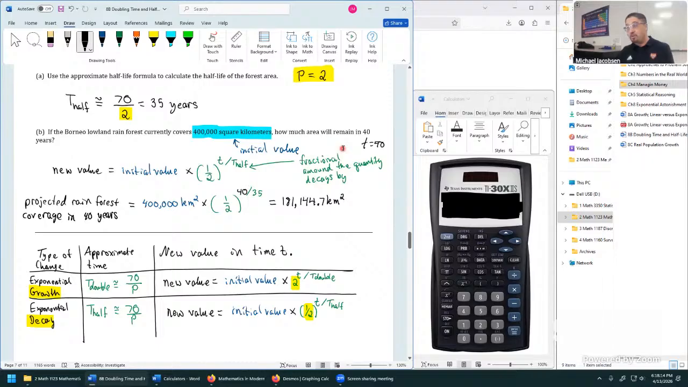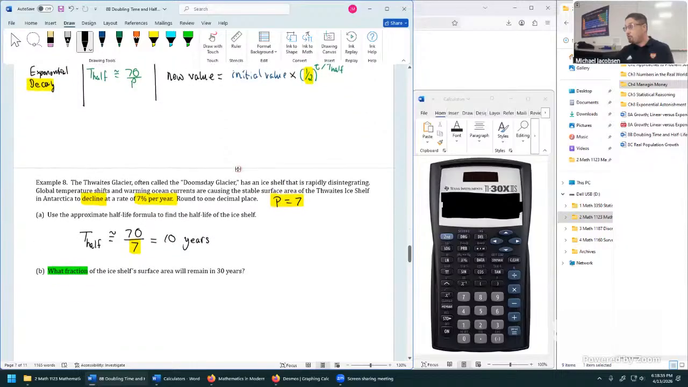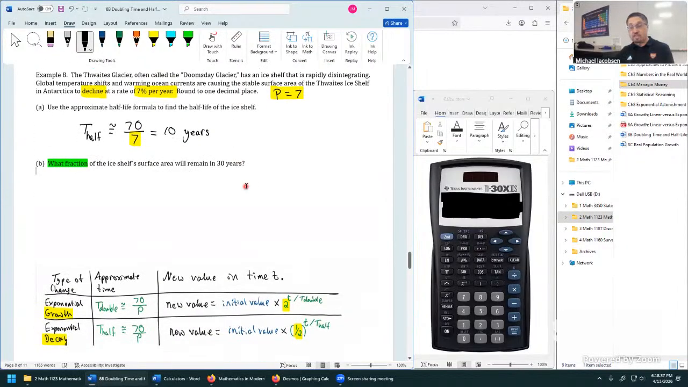When it's asking for the fractional amount a quantity decays by, it's just referring to this whole part right here. So the next question we're looking into didn't give us an initial value of how much area that glacier covers currently. We're just wondering, for the given half-life, what is this quantity going to turn into over a time scale of 30 years altogether? So the fractional surface area change is referring to just the part of the formula, specifically in green.